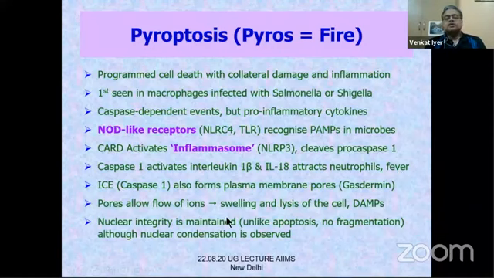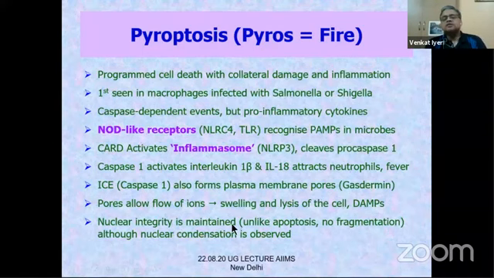The pores cause cell swelling. Just like you saw in necrosis how there is cell swelling, these pores also cause cell lysis, which releases the DAMPs, and therefore there is even more inflammation than what the interleukins attract.